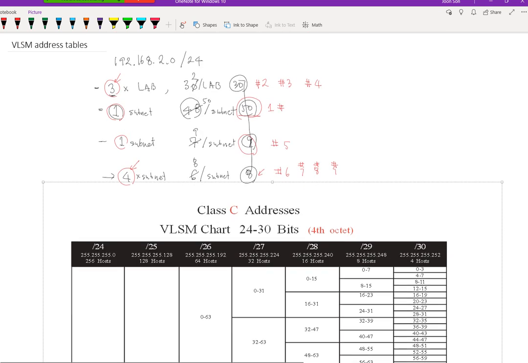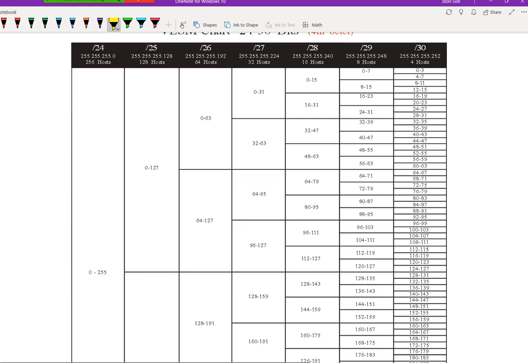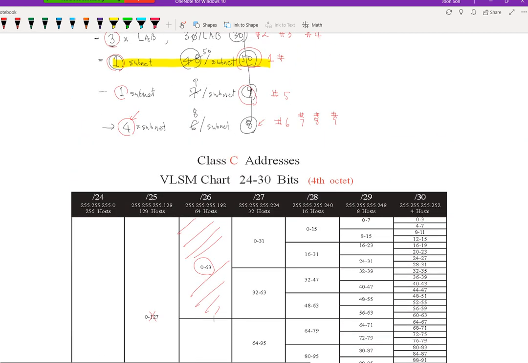Okay. So the first one is this one, right? The first task is this guy, 50. So that means this 127 is just too big, right? This 127 is just too big, and since I need the 50, I can use this block. This block will be used for the first subnet. So this is subnet number 1.